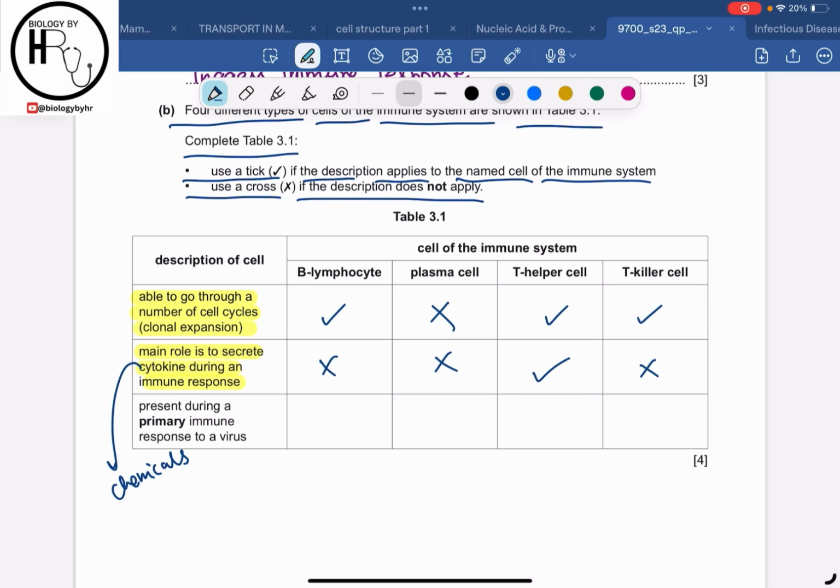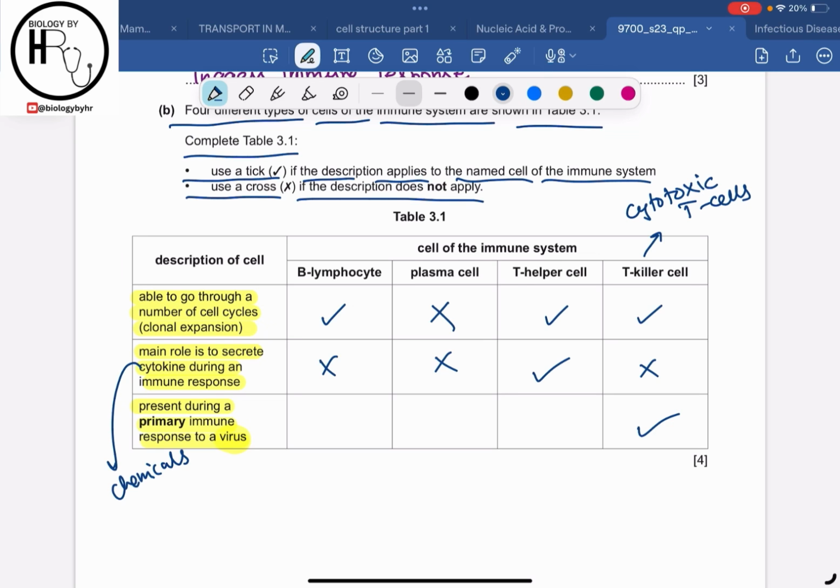Now further, the third description says: present during the primary immune response to the virus. The word virus over here is very important. The cell that destroys the virally infected cells of the body is the T killer cell, which is also known as the cytotoxic T cell.